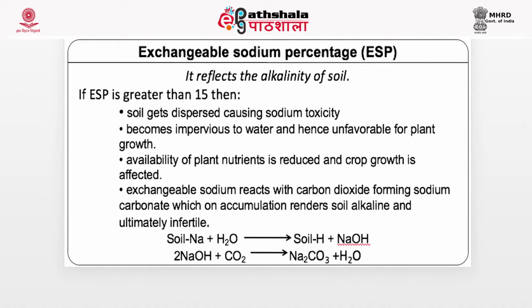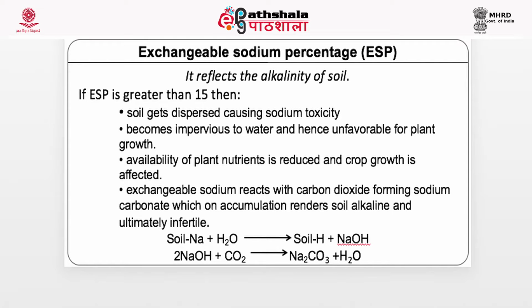As far as exchangeable sodium percentage is concerned, this property reflects the alkalinity of soil too. If it is greater than 15, then soil gets dispersed, causing sodium toxicity. It becomes impervious, which means the water cannot pass through it, and hence is unfavorable for plant growth. The availability of plant nutrients is reduced and crop growth is affected.